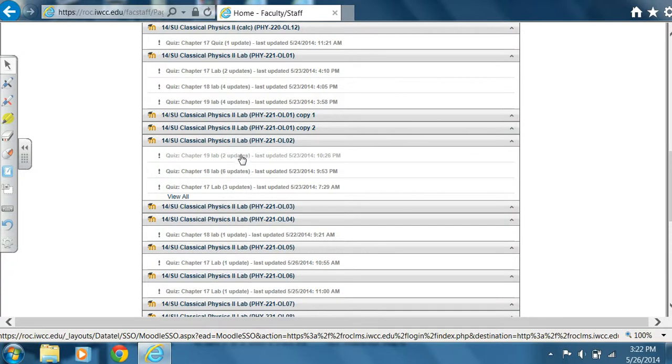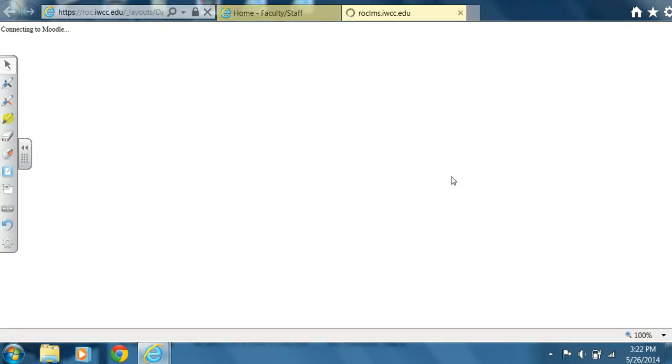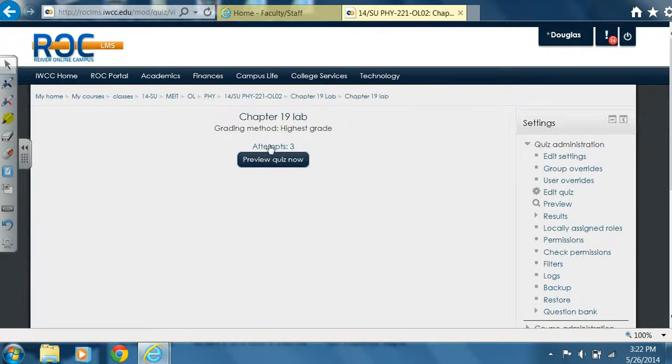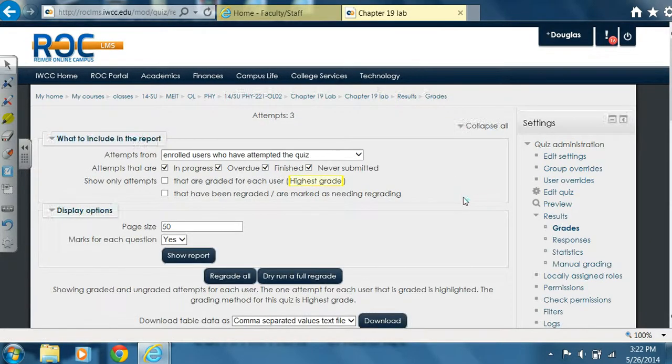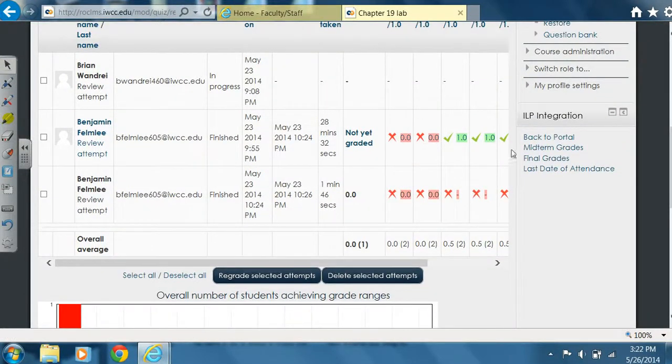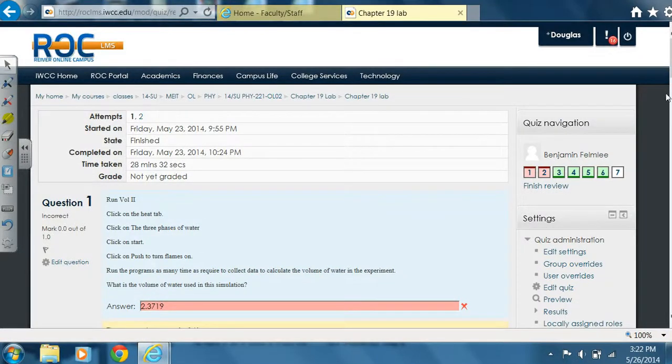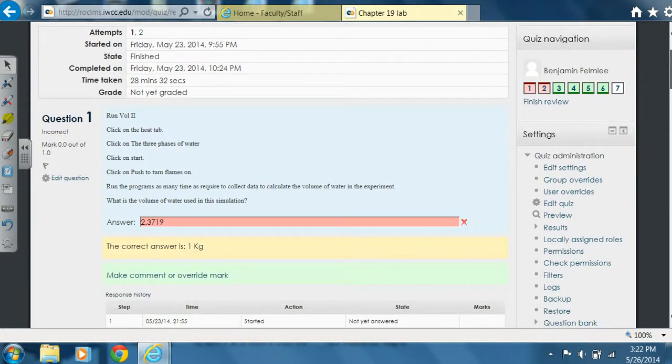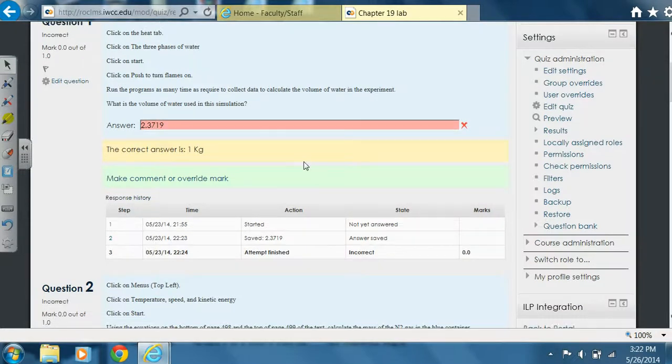Here's the 23rd. 2 attempts for chapter 19. Now it says there's 3 attempts there. Okay, so this one says he's not graded yet. And so what we're going to do is grade him. So if I can click on it one at a time, I can grade it that way, or I can click on the not graded yet, and all of them will come up. Now the problem is he's too high. He has too many significant digits, and he doesn't have units.